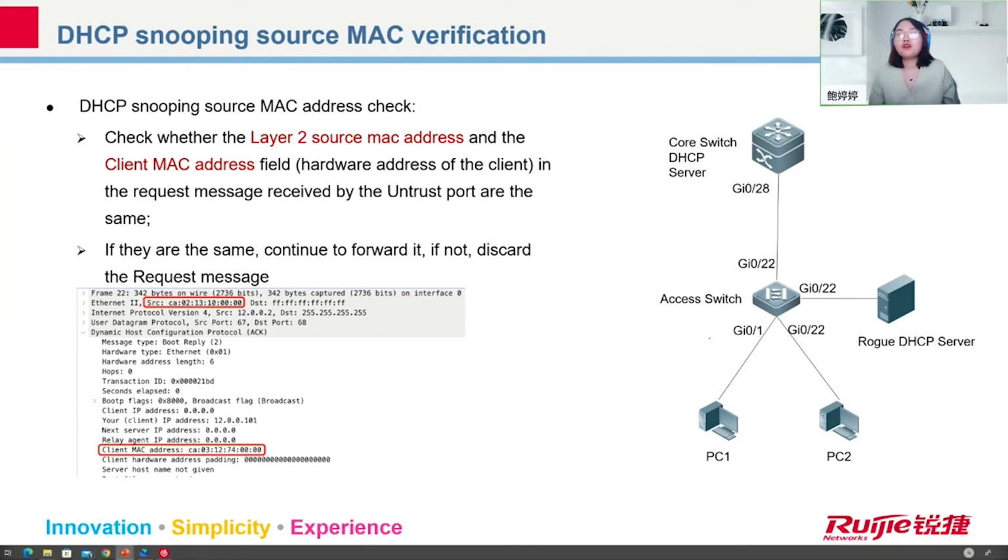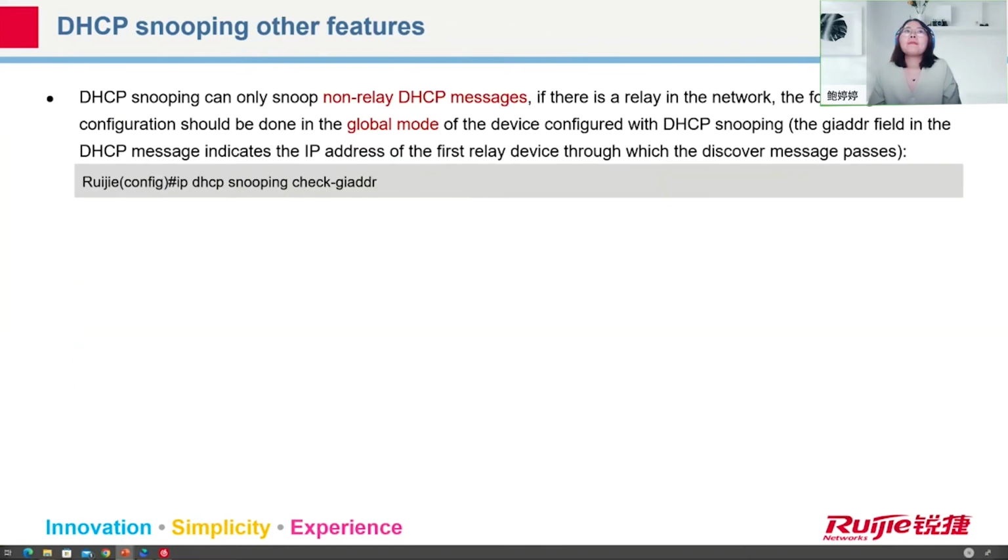Yes, Wireshark is very useful because you can see every bit here and you can see the meaning. You can understand the principle better. When you do the practice, you can use Wireshark to capture every packet and analyze it. This is the snooping. And another feature related to DHCP snooping: non-relay DHCP messages.